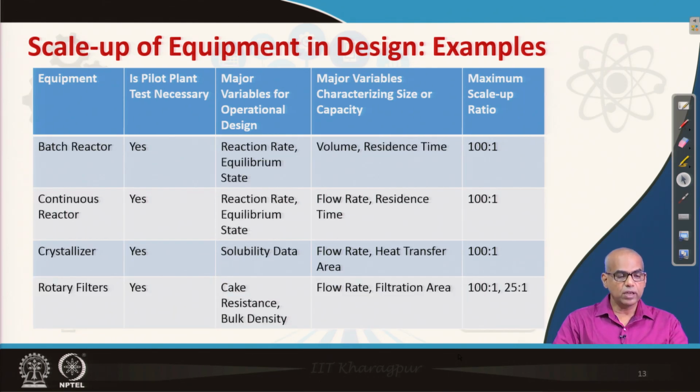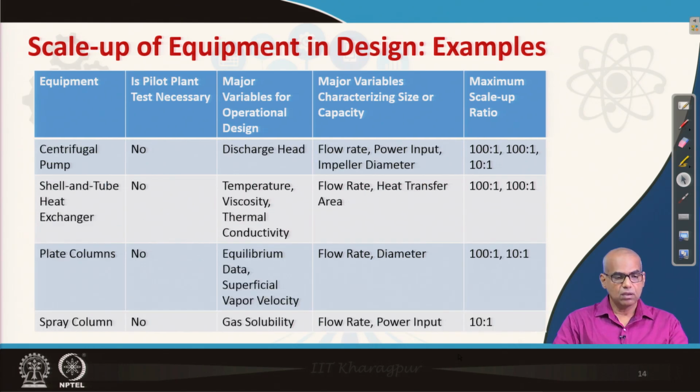So, you see that for batch reactor, continuous reactor, crystallizer, and all types of filters, pilot plant test is necessary, whereas for equipment like centrifugal pump, shell and tube heat exchanger, plate columns, spray columns, pilot plant test is not necessary. This list is of course not exhaustive, so you need to consult textbooks for exhaustive lists.